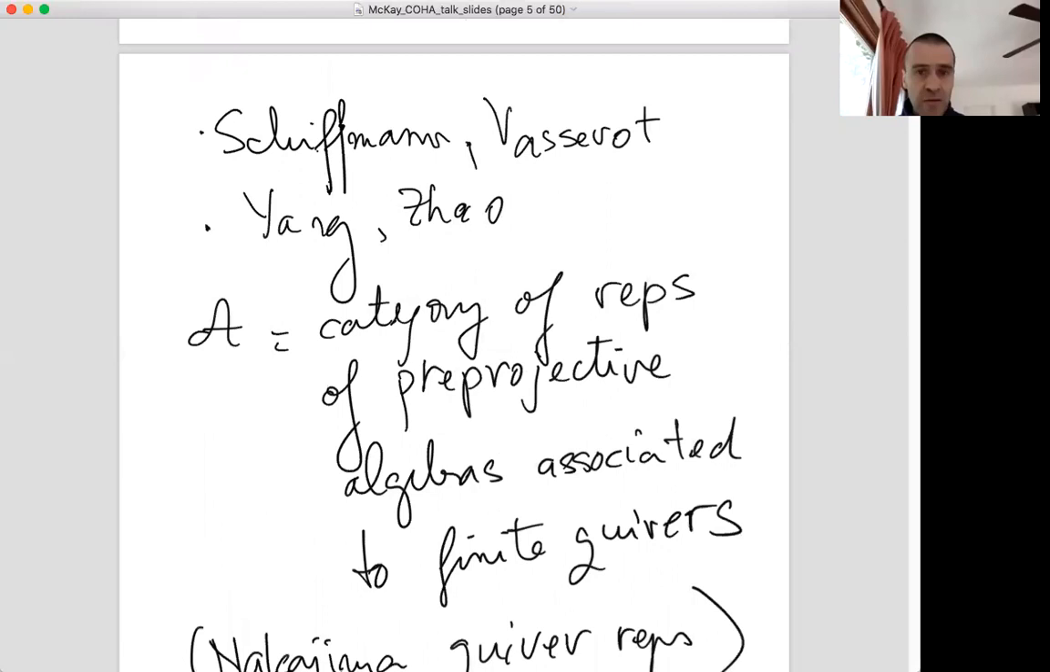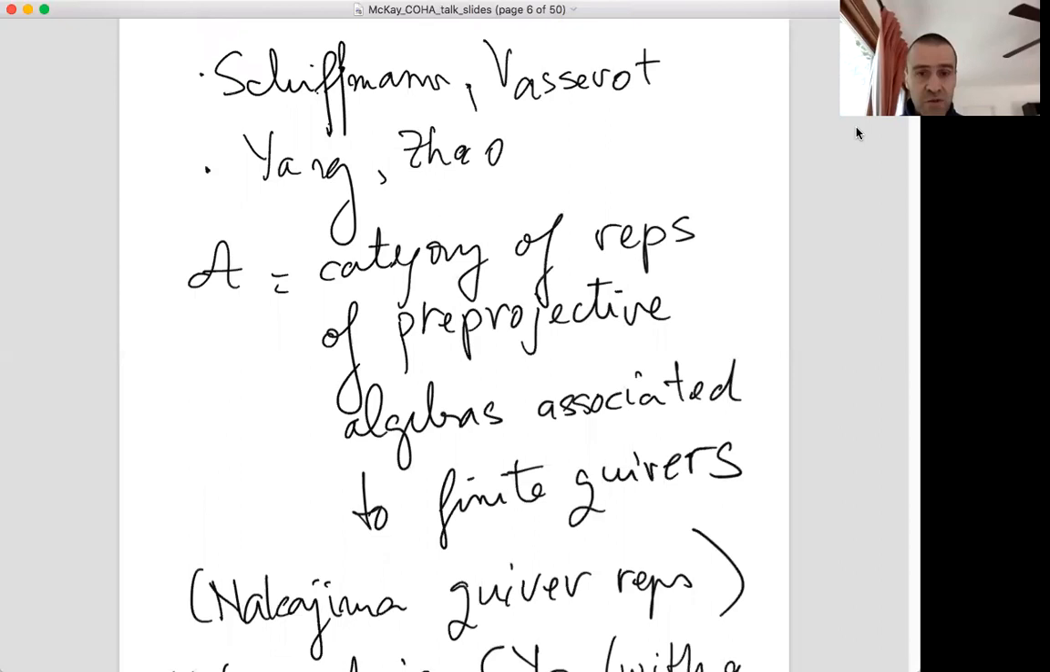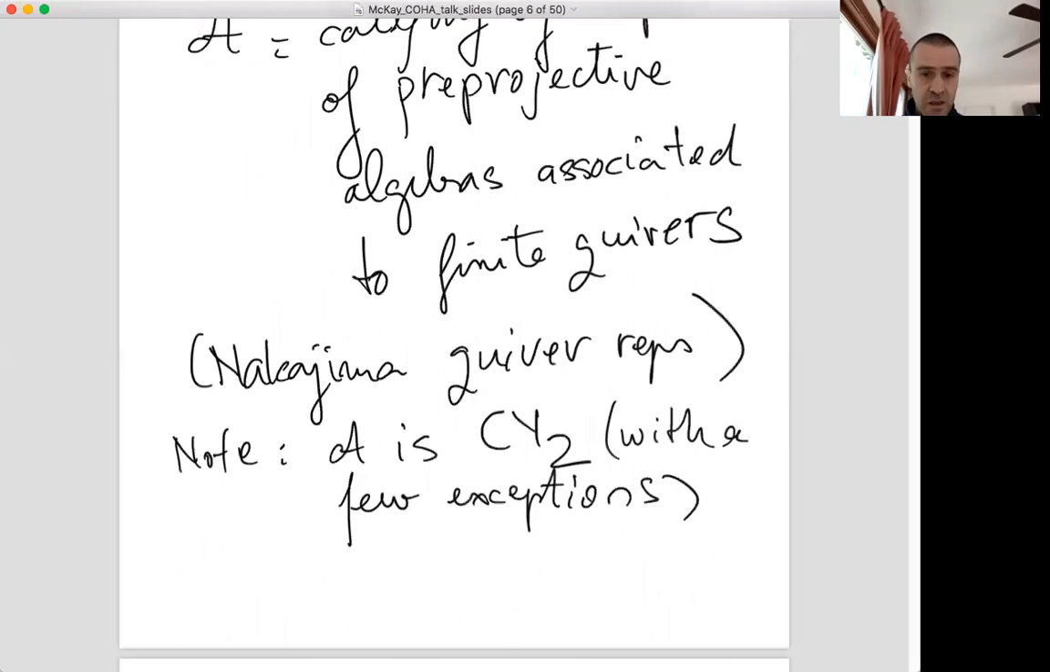And then there are many other constructions. There is a construction of Schiffmann and Vasserot and also Yang and Zhao for abelian categories of representations of preprojective algebras associated to finite quivers. Many times these are called Nakajima quiver representations. And in this case, A is Calabi-Yau 2. It's a Calabi-Yau category of dimension 2.